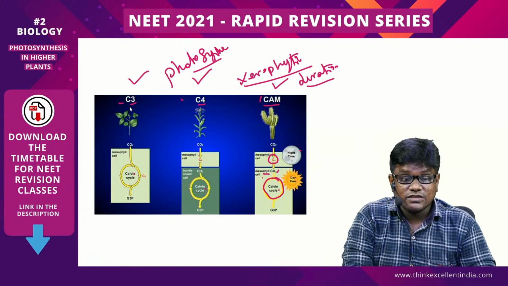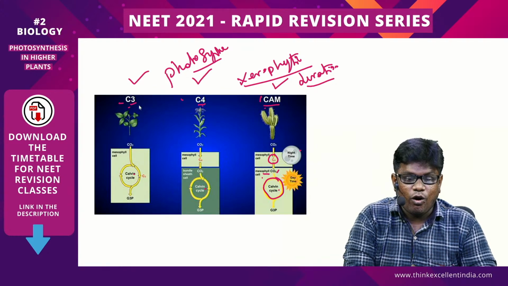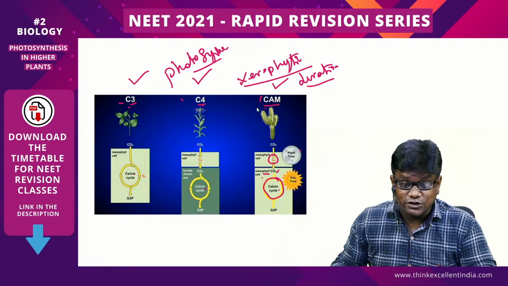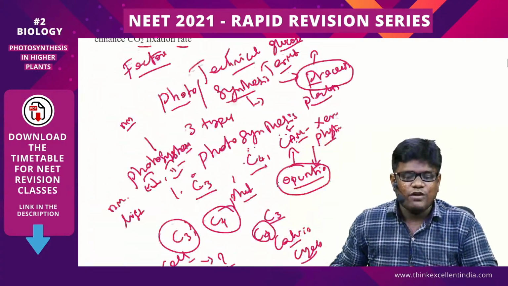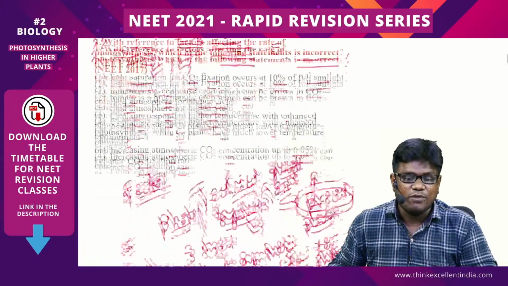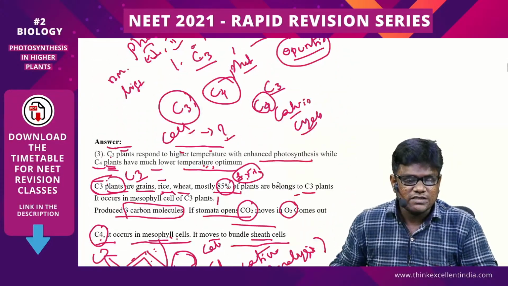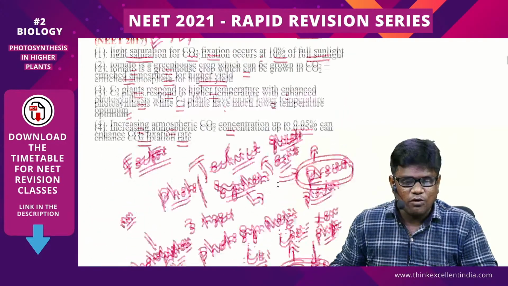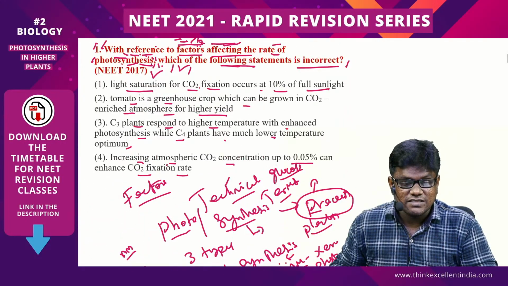Okay, so C3, C4, CAM, all these will be inclusive. You have to get to know all this information when you are in a position to give an answer to this question. That is very important. So the option is: C3 plants respond to higher temperature with enhanced photosynthesis, while C4 plants have a much lower temperature optimum.